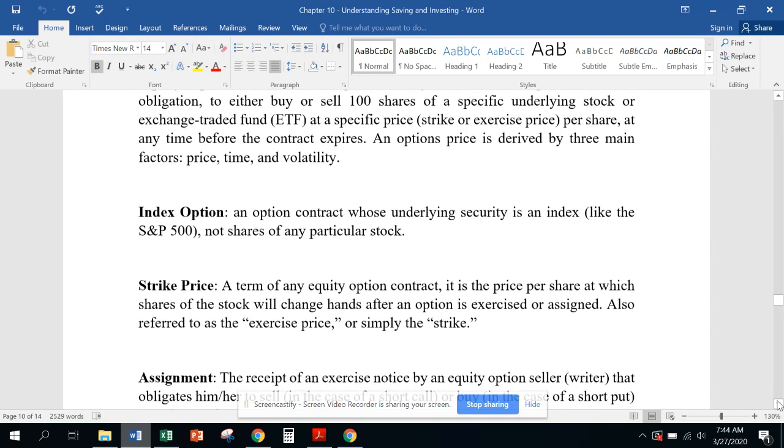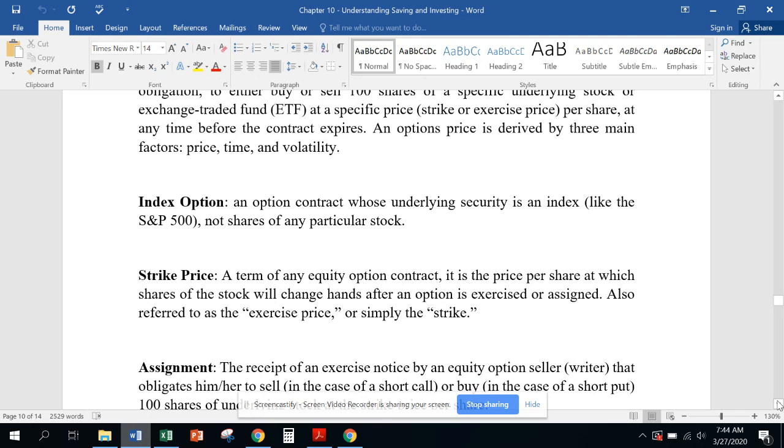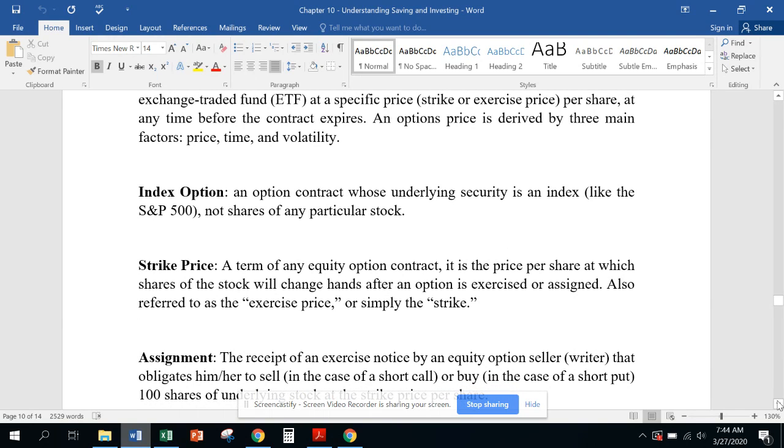Now, the strike price is the price that we've agreed between the buyer and seller, that if we're going to execute this option, this is the price that we're going to pay. Okay, I'm going to buy it from you at this fixed price. You're going to sell it to me at that fixed price.